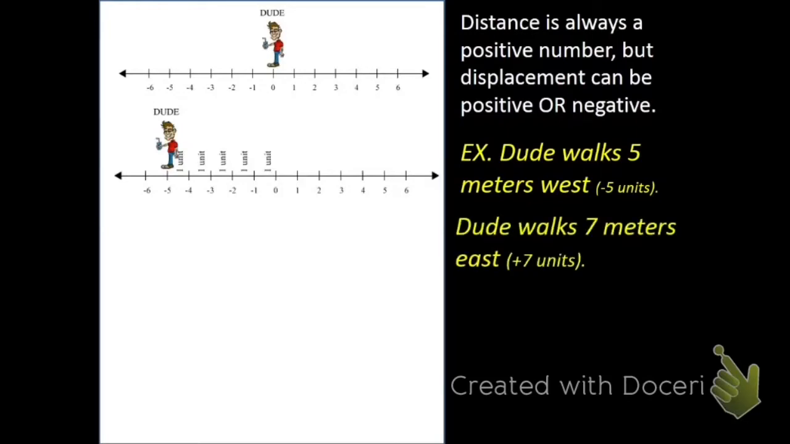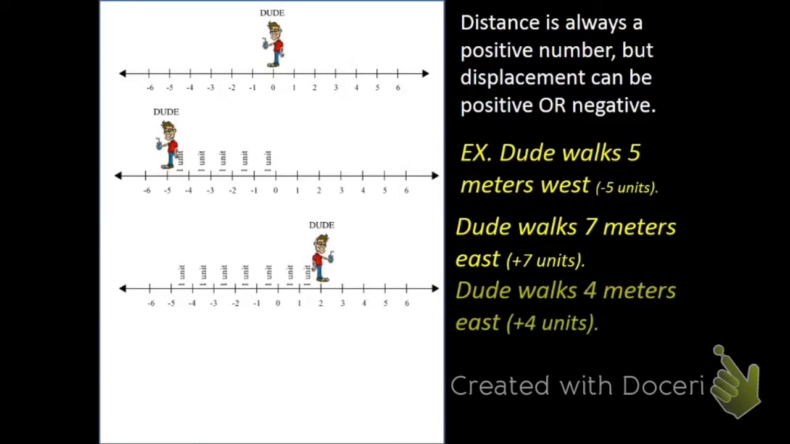Next, dude is going to walk 7 meters to the east. Now on our number line, this is to the right. So you can see dude is now 2 meters to the east of where he started, but he's traveled a lot further than that to get there. Finally, he's going to walk 4 more meters to the east, and the question now is, where have we ended up?